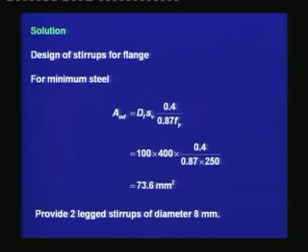For minimum steel, ASVF is equal to the breadth of the flange in the direction of the shear flow, which is actually dF, times SV times 0.4 divided by 0.87 Fy. When we substitute the values of dF, SV and Fy, we get ASVF is equal to 73.6 millimeter square. Thus, the minimum value is governing, and we can provide two-legged stirrups of 8 millimeter diameter in each flange.